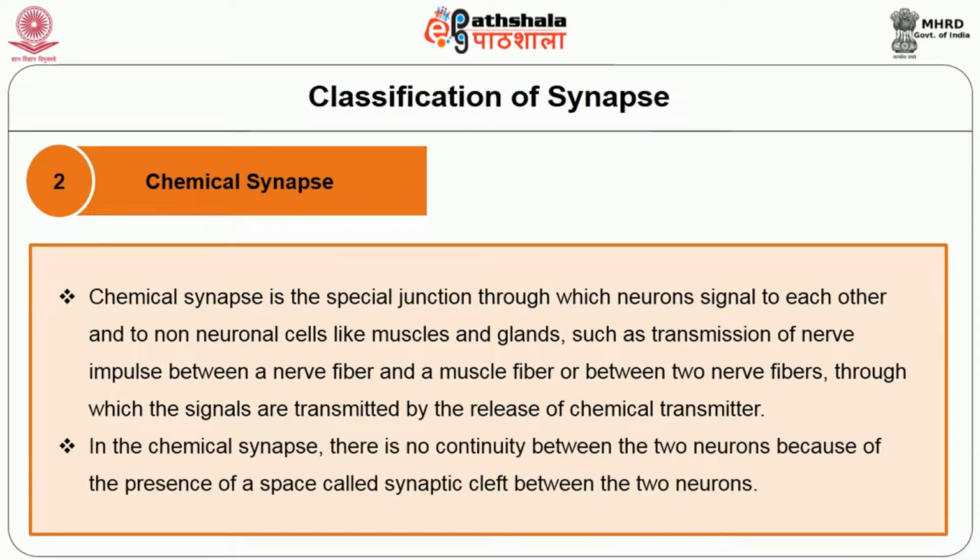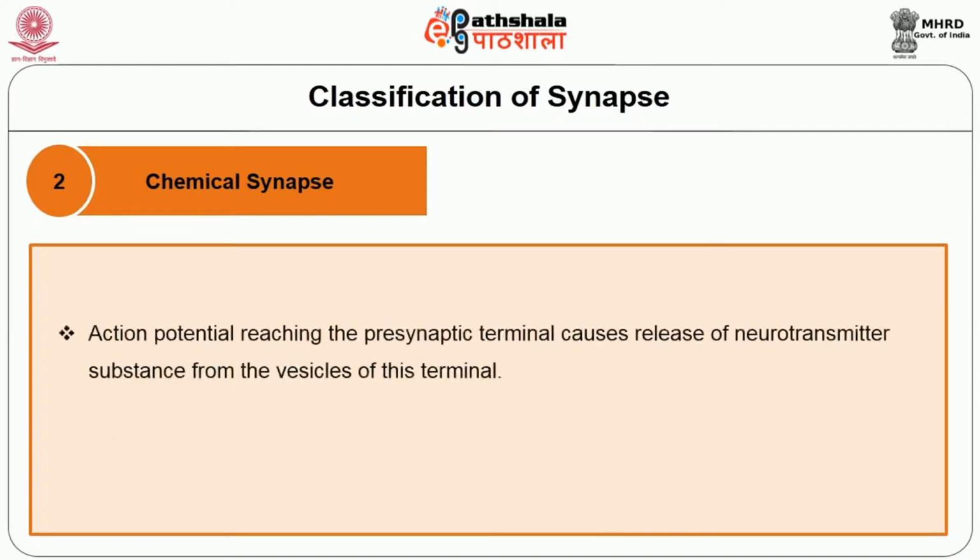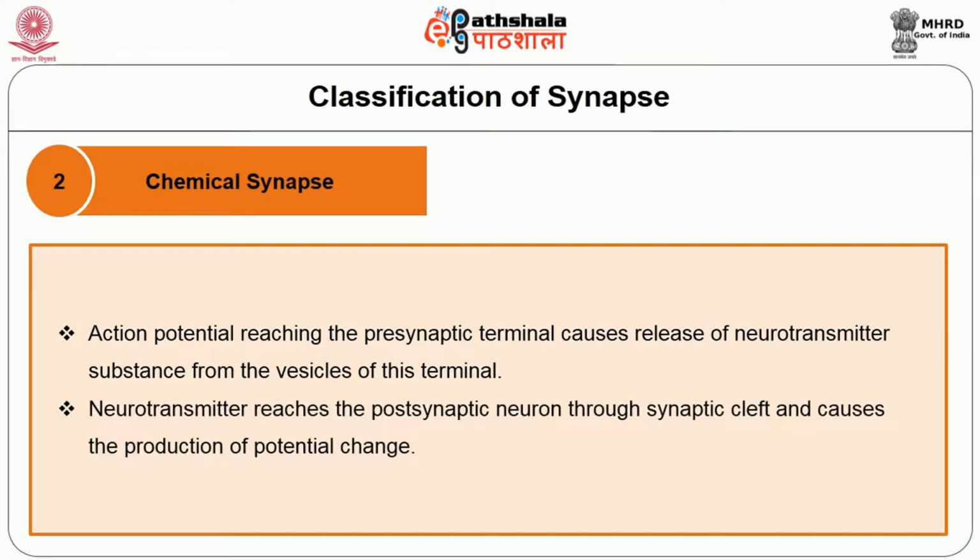In the chemical synapse, there is no continuity between the two neurons because of the presence of a space called synaptic cleft between the two neurons. The action potential reaching the presynaptic terminal causes the release of neurotransmitter substance from the vesicles of this terminal. Neurotransmitter reaches the postsynaptic neuron through synaptic cleft and causes the production of potential change.